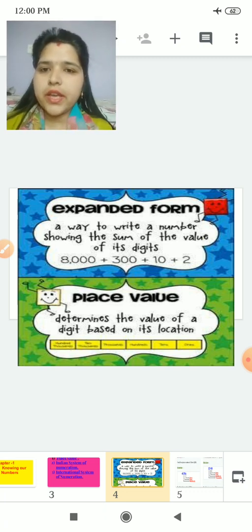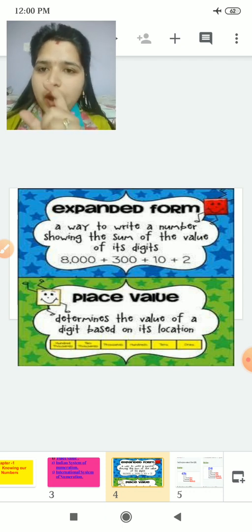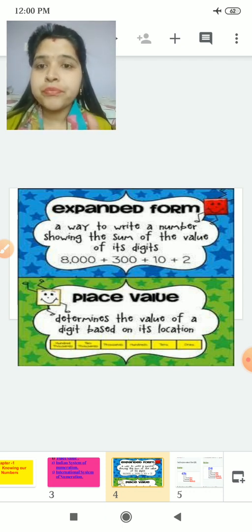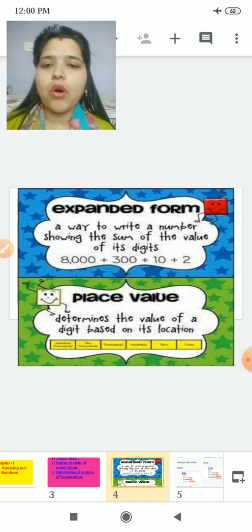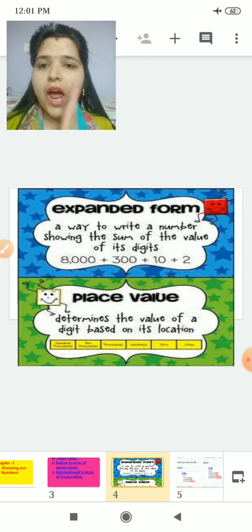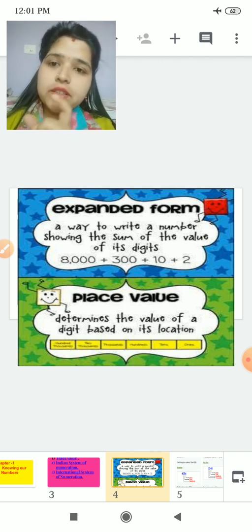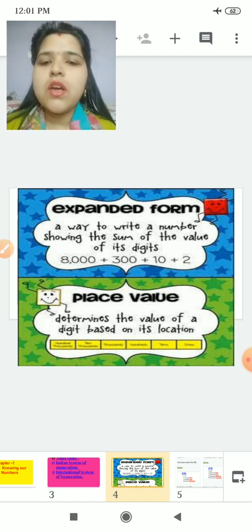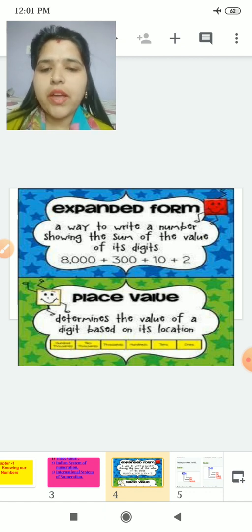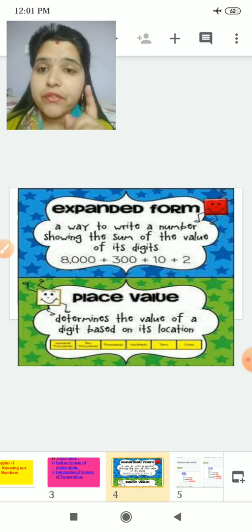Now next comes the place value. What is place value? Place value means the value of that number in its place. It determines the value of a digit based on its location. Okay, class, what is place value? The value of a digit based on its location. It means the value it is containing in that place. As you have learned in your previous classes, ones, tens, 100, 1000, the same way we will continue our today's topic. So see, here we do the first question of place value.